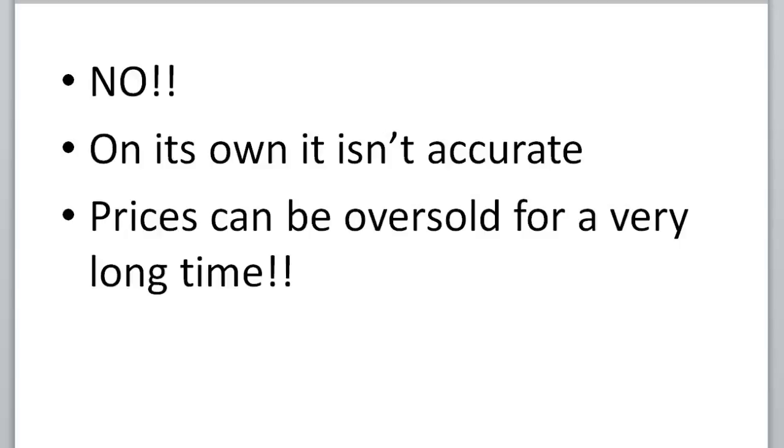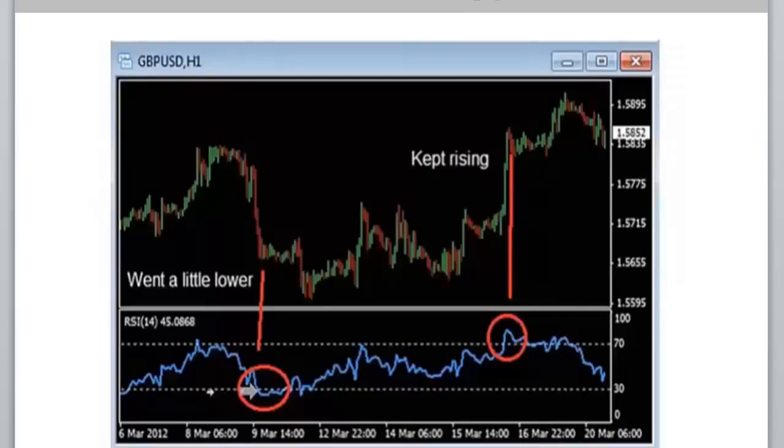Why? Because if you have a range market, then it could work. But generally speaking, prices can be oversold for a very long time. So just because the index tells you that something's oversold or overbought doesn't mean that you're going to see a quick retracement. We could see situations where prices continue to be oversold for a long time.